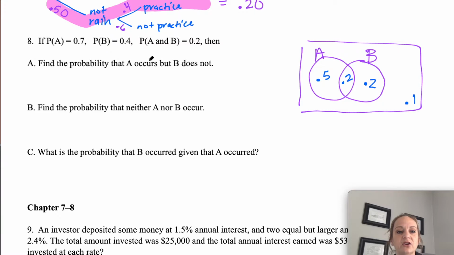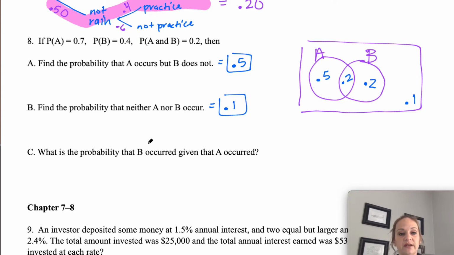The probability that A occurs but B does not is basically the probability of A, but not where they're included. So the answer is going to be just 0.5, which is basically 0.7 minus where they're both. The probability of neither occurring is going to be this number over here, which is 0.1.